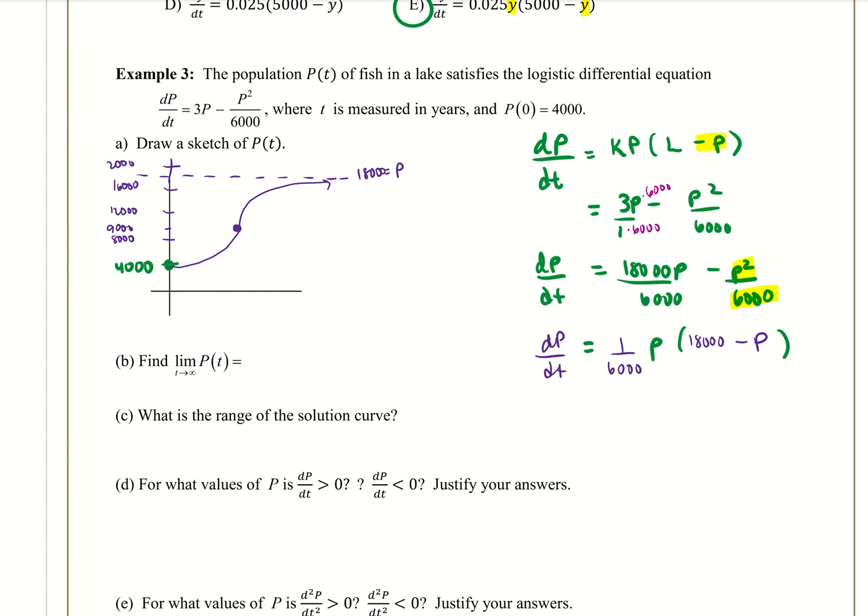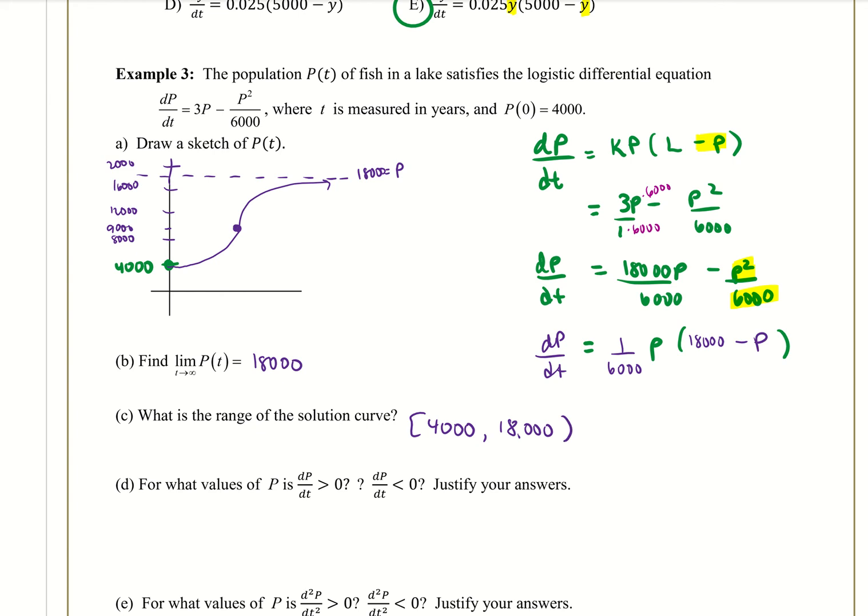So I would like to know a couple things from this. First of all, what is the limit as t approaches infinity of this population? Well, that would be the carrying capacity of 18,000, or L. What is the range of this solution curve? Well, I went all the way down to and including the 4,000, and up to but not including the 18,000.